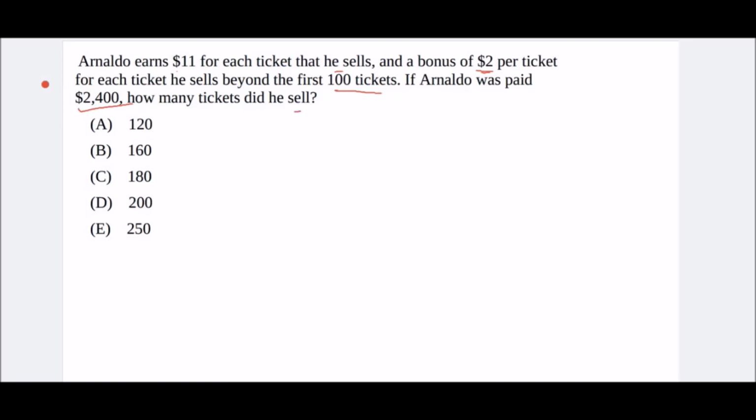See here, for first 100 tickets, the price will be $11 for each ticket. So total amount will be 11 into 100, and that will be $1,100, and total is $2,400. So subtracted, remaining is $1,300.